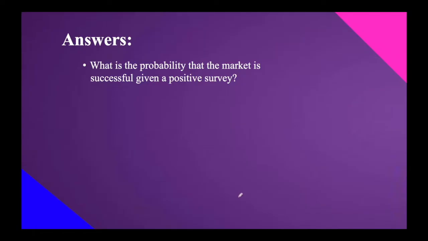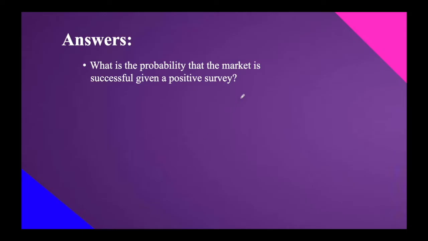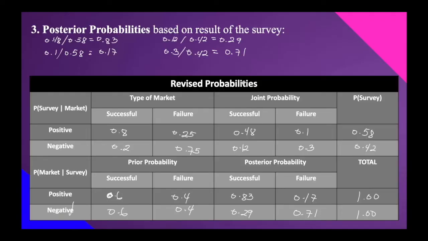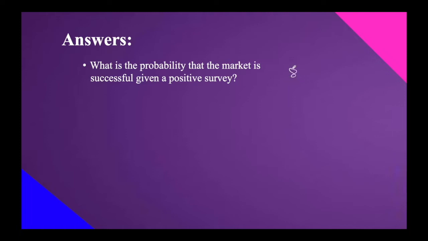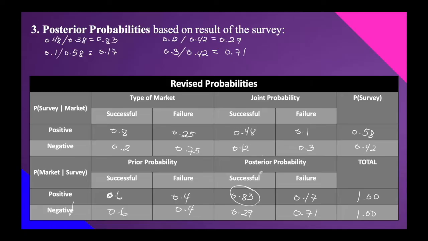For the first part ng ating question, what is the probability that the market is successful given a positive survey? Ito yung unang part ng tanong eh. So, sagutan natin siya. Let's go to our revised probability table. Successful given positive survey. So, meaning 0.83 or basically this is equivalent to 83%. Now, the next question is, if naman ang ating survey is negative, ano yung probability ng market na successful given na negative ang ating survey? That is 0.29 or 29%.